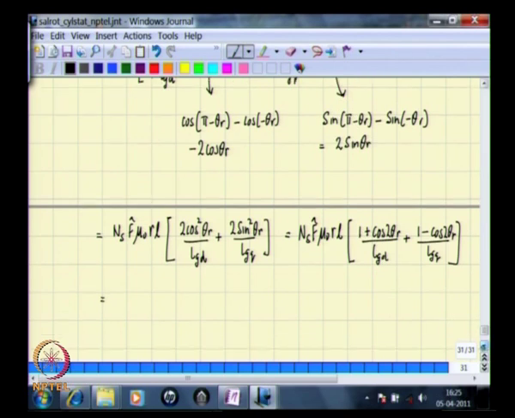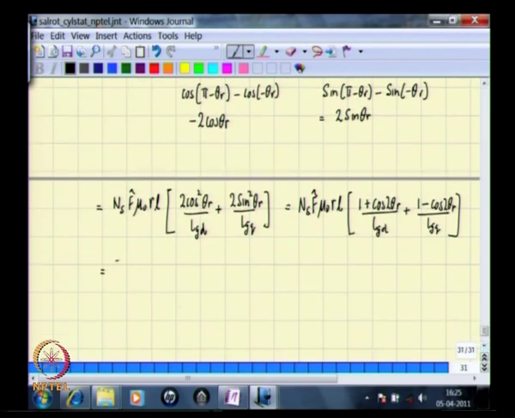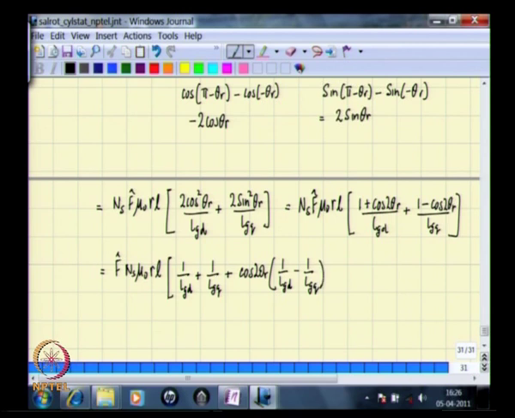That can now be written as f hat ns mu naught r into L multiplied by 1 over L g d plus 1 over L g q plus cos 2 theta r times 1 over L g d minus 1 over L g q.